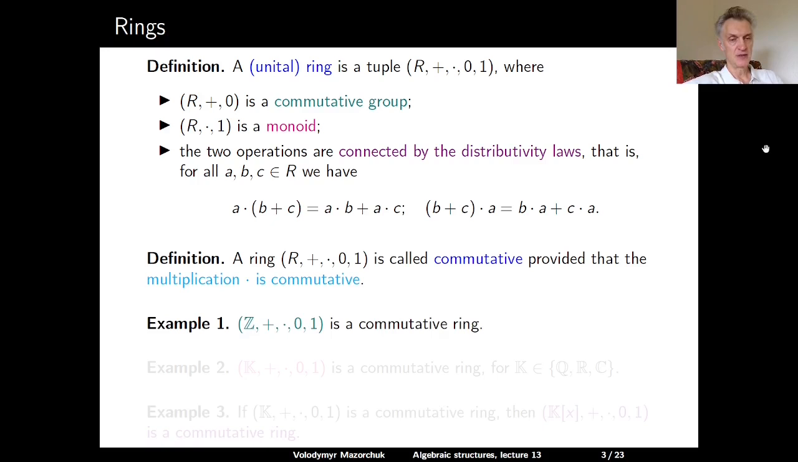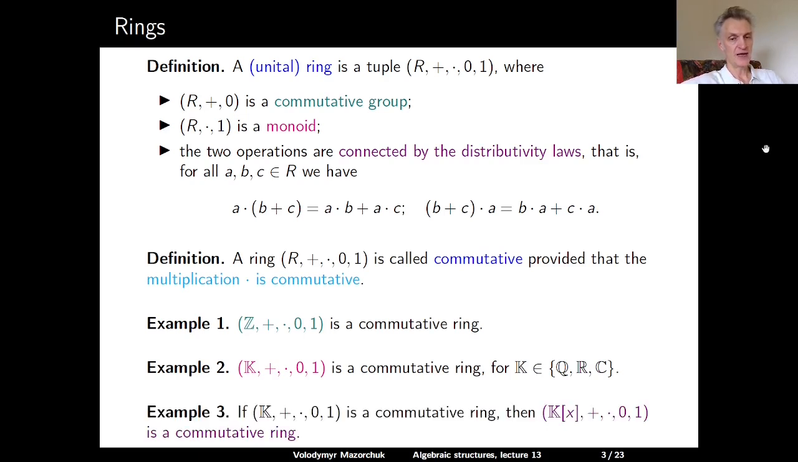So for example, integers with respect to the usual addition, multiplication, and with the corresponding identity elements 0 and 1, that's a commutative ring. Moreover, similarly, the set of all rational or real or complex numbers with respect to the usual addition and multiplication and with 0 and 1 as the neutral elements, that's also a ring.